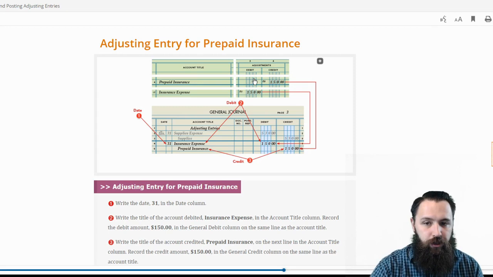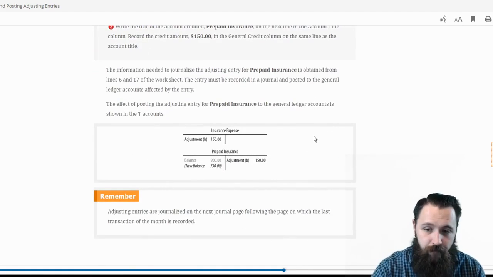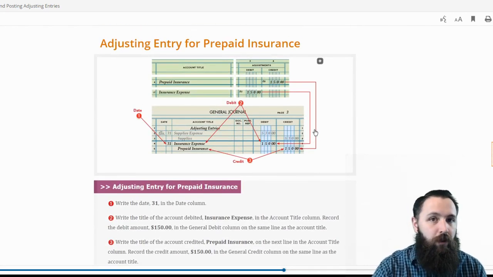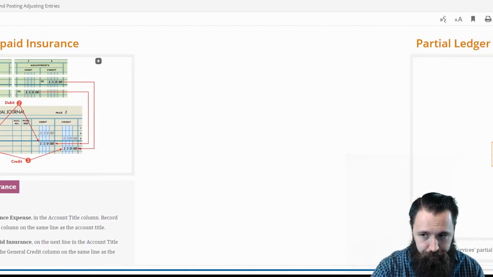We look here, insurance expense was debited. So we write insurance expense first. We record that debit. Then we go into credits, and that was prepaid insurance. We record that prepaid insurance was credited. It's the exact same thing. It's just another adjustment with another account.